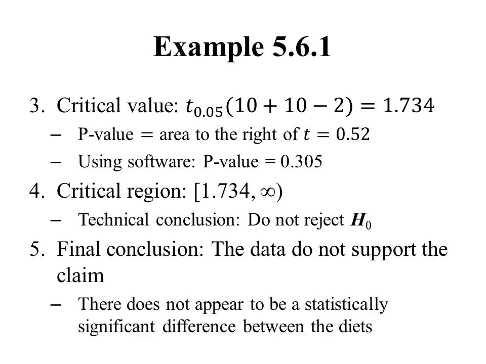Last step is to state the final conclusion. The original claim did not contain equality, and so we would state that the data do not support the claim. So the claim was kind of that diet A was better than diet B, but our hypothesis test does not support that claim. So in even less technical terms, we would conclude that there does not appear to be a statistically significant difference between the diets.